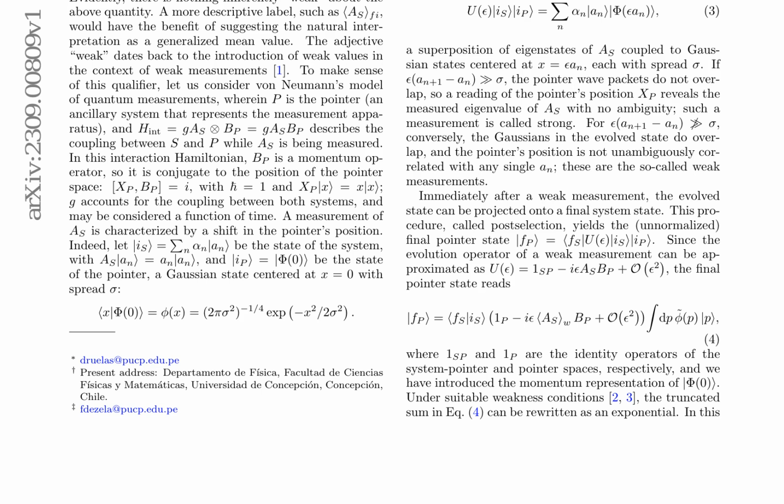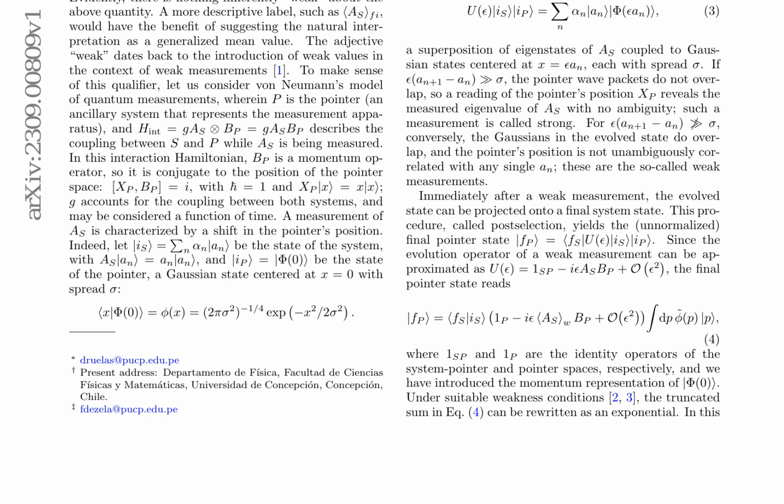Conversely, a weak measurement occurs when the pointer wave packets overlap, making it difficult to correlate the pointer's position with a single eigenvalue. The authors derive the system pointer state after the interaction, which becomes a superposition of eigenstates of A_s coupled to Gaussian states centered at x equals epsilon a_n, each with spread sigma. They also show that immediately after a weak measurement, the evolved state can be projected onto a final system state, yielding the unnormalized final pointer state.